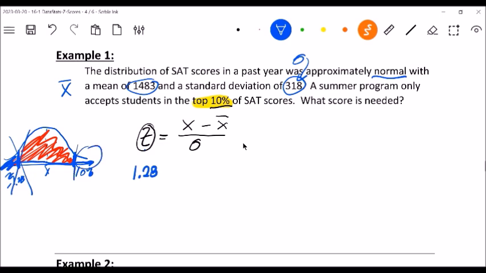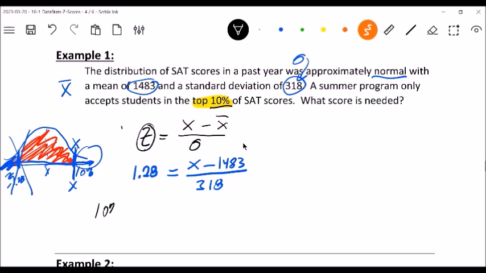And so we need to get to this place. So 1.28 is equal to x minus the mean, 1483, over the 318. So just to show here, 10% changed to 90% gives us that.